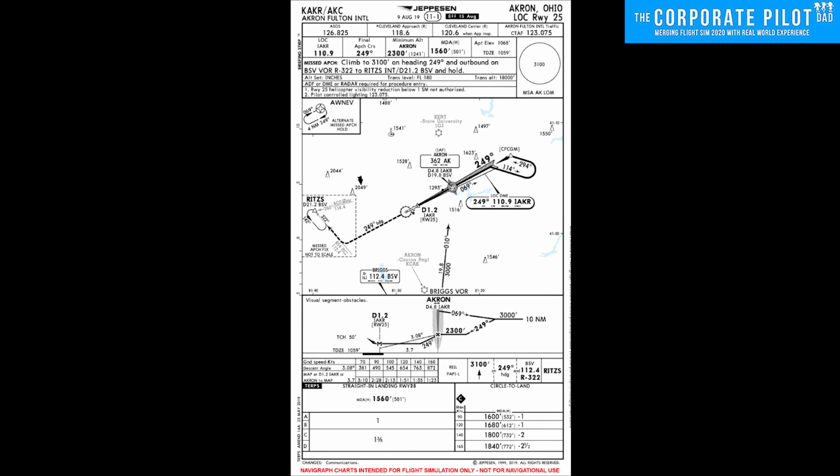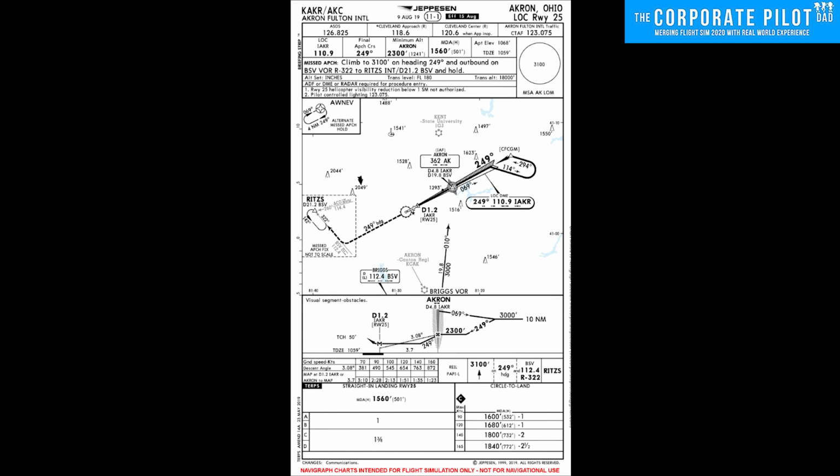So for example, if our ground speed was 90 knots, we would time from the final approach fix for 2 minutes 28 seconds. When we hit 2 minutes 28 seconds, we would execute the missed approach procedure. And that procedure is up here under the missed approach section. And that procedure is climb to 3,100 feet on a heading of 249 and outbound on the Briggs VOR 322 radial to Ritz intersection 21.2 DME and hold. And that sounds like a lot, but I assure you it is not. Luckily, we have a picture of it to help fill in the pieces.